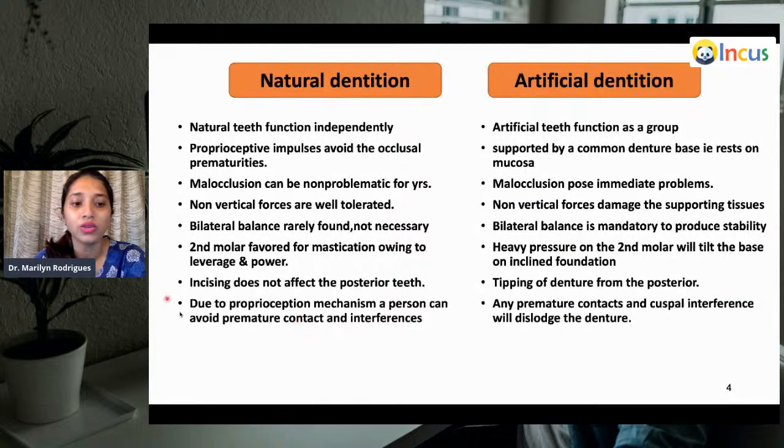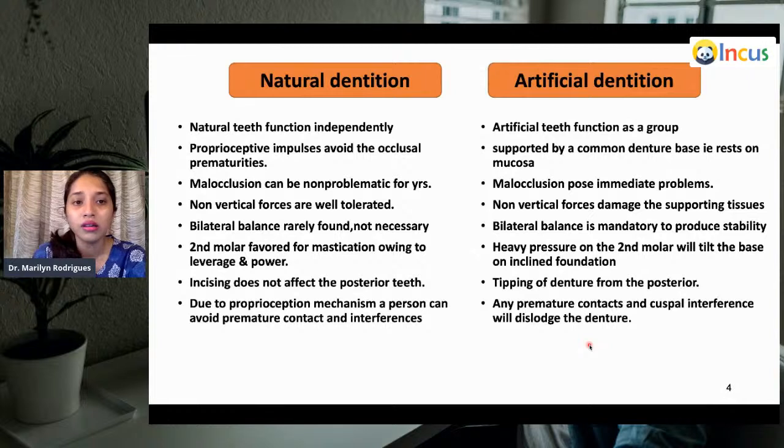And the last point is, due to the proprioception mechanism, a person can avoid premature contacts and interferences in natural dentition. As I told you before, because there is proprioception of the periodontal ligament, even if we bite on a stone or anything very hard, immediately you will get to know that there is something wrong. But in your artificial dentition or complete denture, the patient will not get to know if they are biting anything which is not supposed to be bitten, because that proprioception is not there in dentures. So any premature contacts or cuspal interferences will dislodge the denture. That is, it's going to cause denture instability.